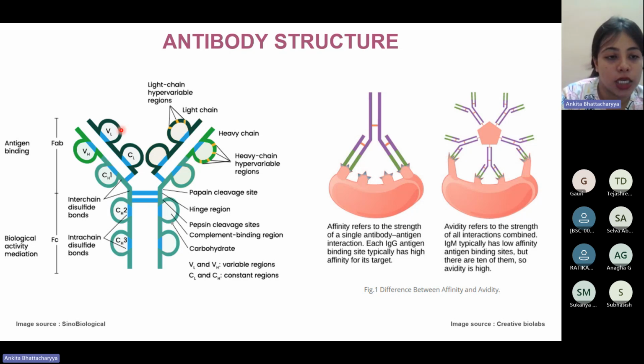So that's what you see here, that within each immunoglobulin fold as well, you see these disulfide linkages, and you see some disulfide linkages between light chain and heavy chain, and also between the two heavy chains as well. So all of that holds the antibody structure together.